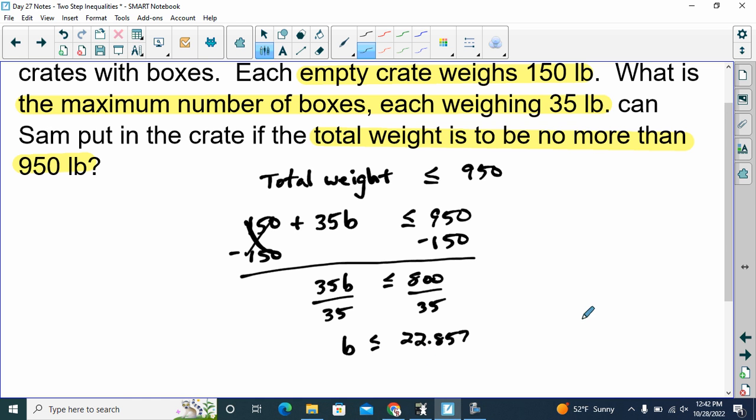Question wants to know, what is the maximum number of boxes that we can put in? Well, we can't put in 22.857 boxes. We can put in 22 boxes, or we could put in 23 boxes, but we can't put in this fraction of a box. Notice the number of boxes that we put in has to be smaller than 22.857. So 23 boxes would weigh too much. So the maximum number of boxes that we can put in is 22 boxes, because B has to be less than or equal to 22.857.